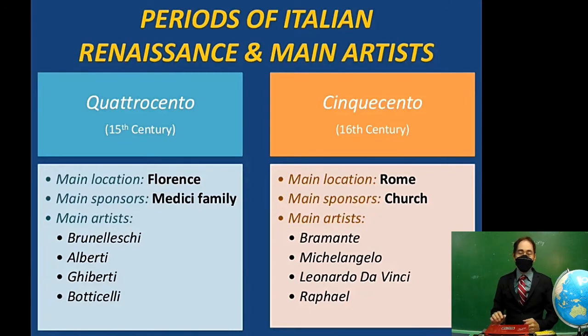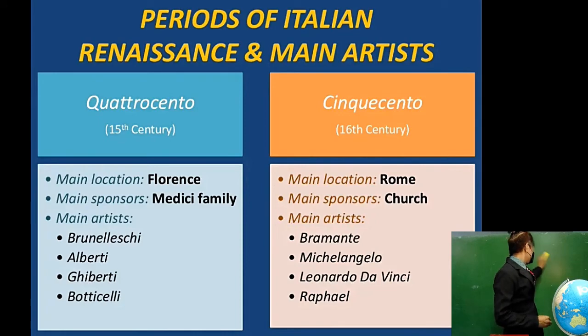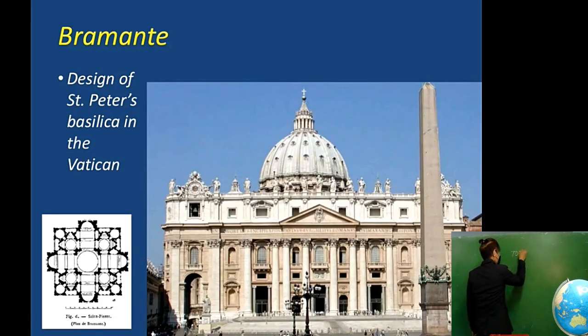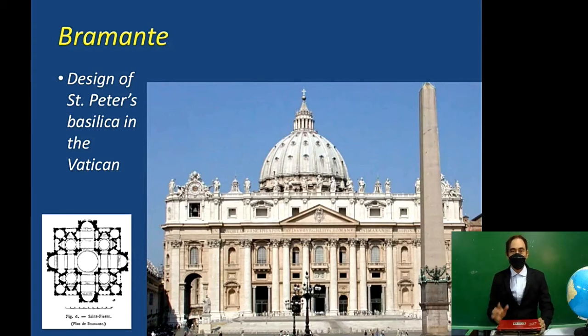Bramante, Michelangelo, Leonardo, and Raphael. These are the most famous artists and architects during the 16th century in Rome, including Leonardo and Michelangelo. Cinquecento. Bramante designs the St. Peter's Basilica in the Vatican. Until now, this basilica still stands in the heart of the Vatican City.